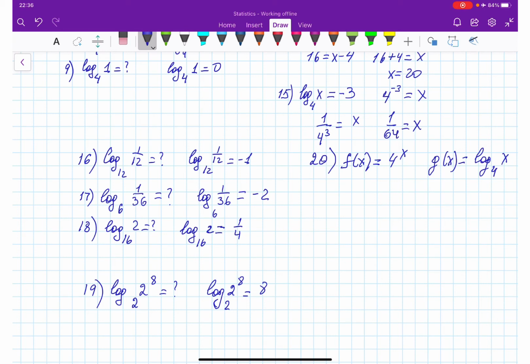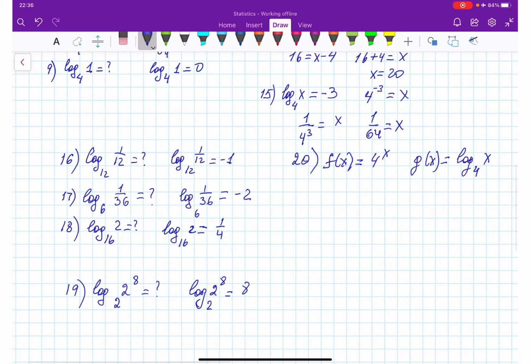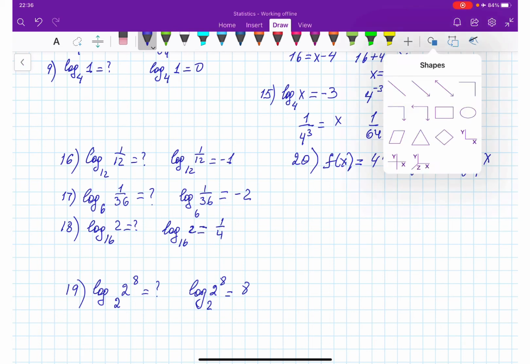So just like we learned how to rewrite exponential form in the form of logarithm, the same way we are going to draw now the graph in both formats. So 4 to the power x. Remember, whoever watched the video, and I will put it at the end of the screen, whoever is interested.